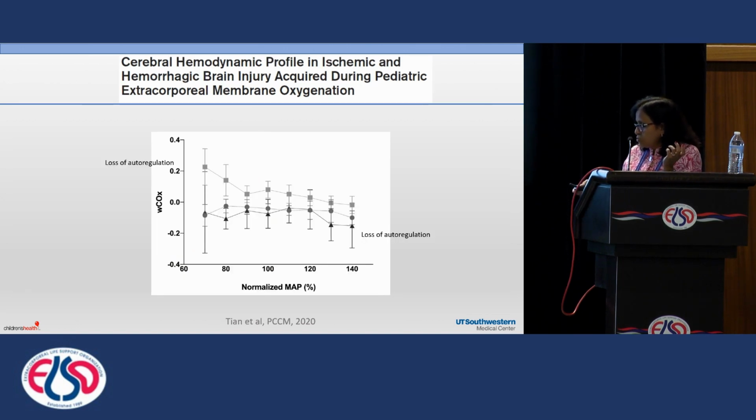Then we went on to look at the W-Cox index, which is a correlation coefficient index between blood pressure and cerebral oximetry, and compared that with the blood pressure, which was normalized according to the age. We used patients with no injury as a control, and then we compared the ischemic patients, represented in the gray squares, to hemorrhagic patients, represented in the dark triangles. And we found that the ischemic patients had loss of autoregulation in the lower range of blood pressure, and the hemorrhagic patients had loss of autoregulation in the higher range of blood pressure.